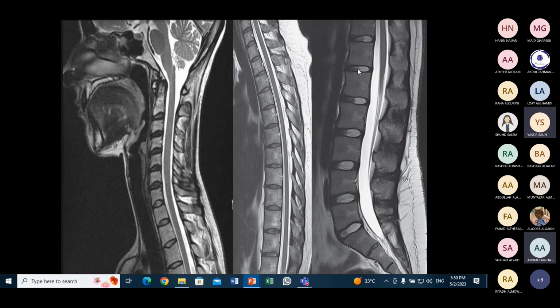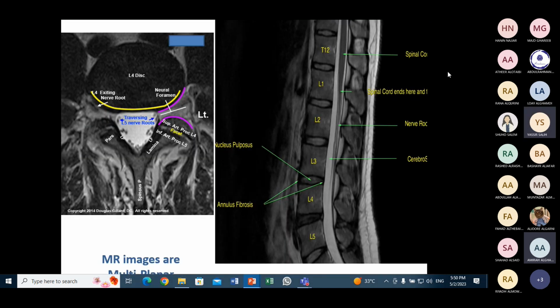A normal disc should be hyperintense and should not be slipping forward or backward between the intervertebral bodies. This is normal. Look at the appearance and position of this intervertebral disc to identify disc herniation or disc bulging. Also, this is the same here, L1, 2, 3.